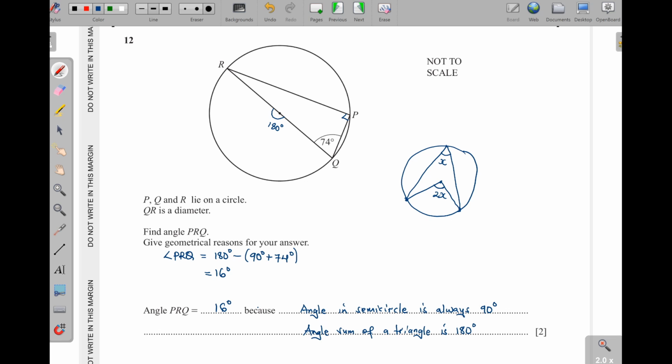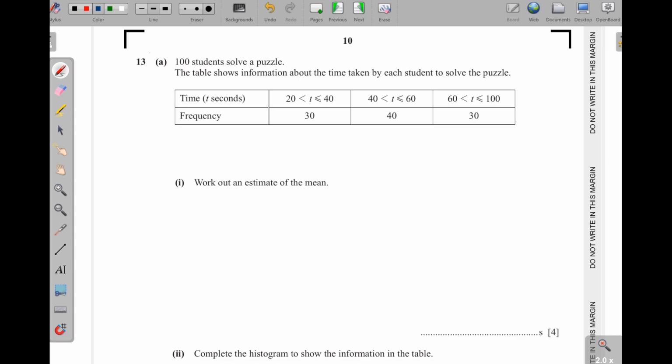It is the same. Question 13 is coming from statistics, and particularly this is grouped data. So part A, they are saying 100 students solve a puzzle. This is actually the summation of f. The table shows the information about the time taken by each student to solve the puzzle. Those who take between 20 to 40 seconds were 30, then 40 to 60 were 40, then 60 to 100 seconds were 30. And then they want us to find the mean.